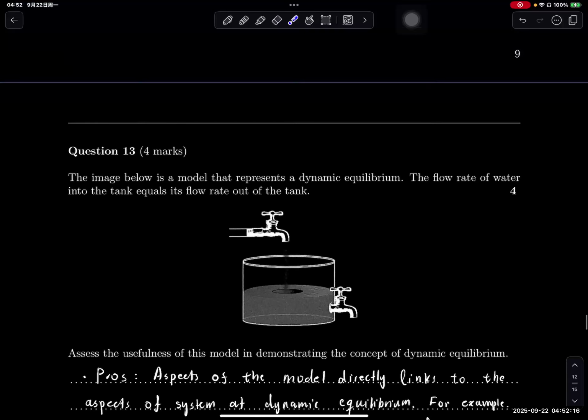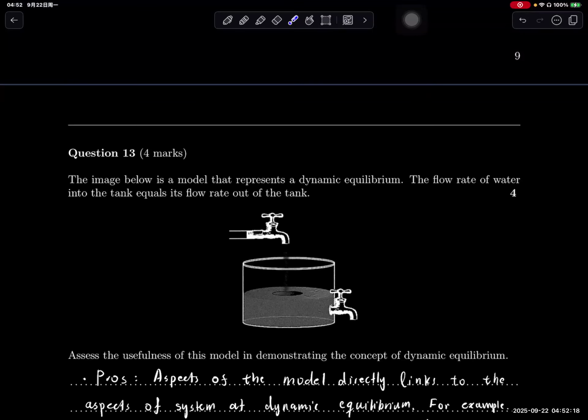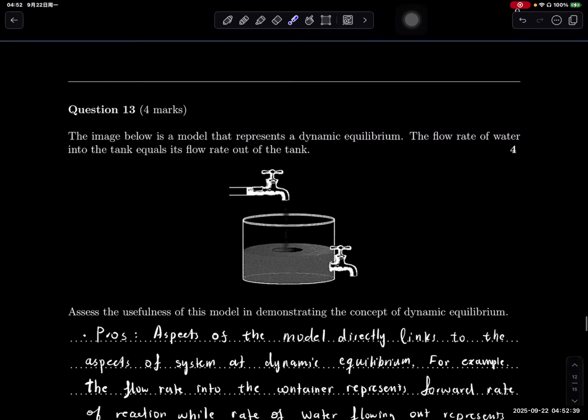Question 13 is a classical model question. They give you a model already. In other questions, they will ask you about a model, so you have to describe the model yourself. These types of questions are, I would say, more difficult. But this one already has a model for you. You just need to link the aspects of this model with the chemical ideas.